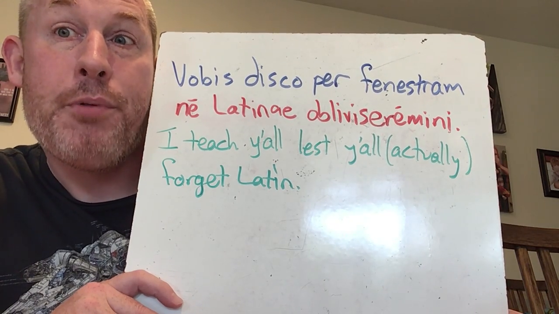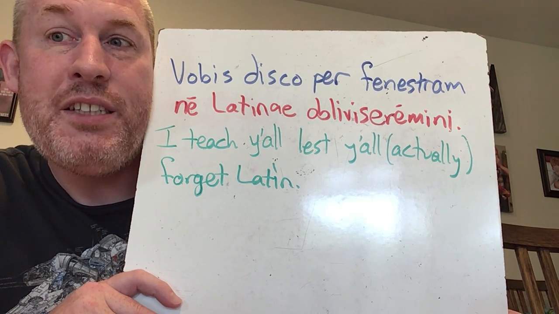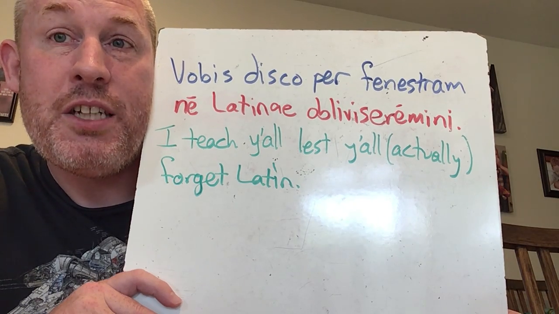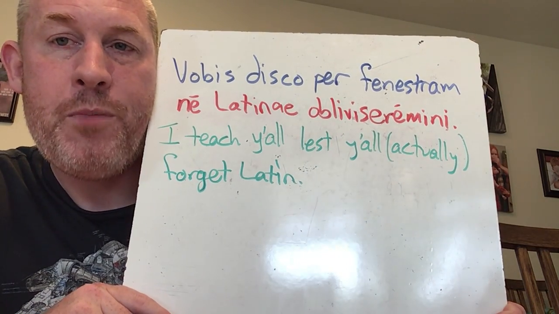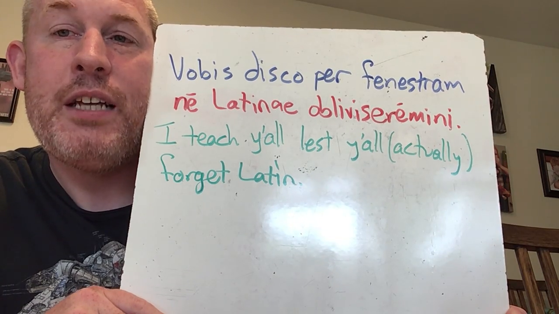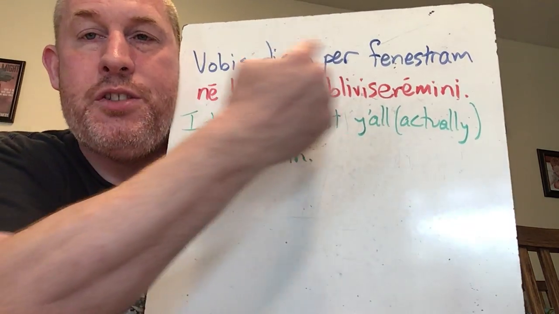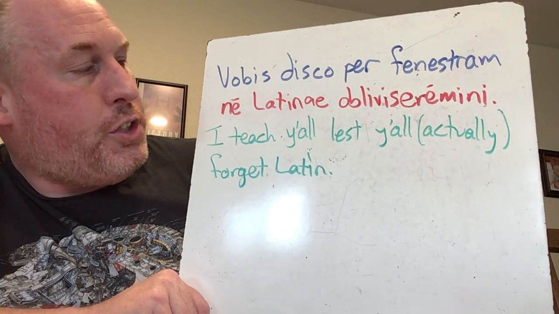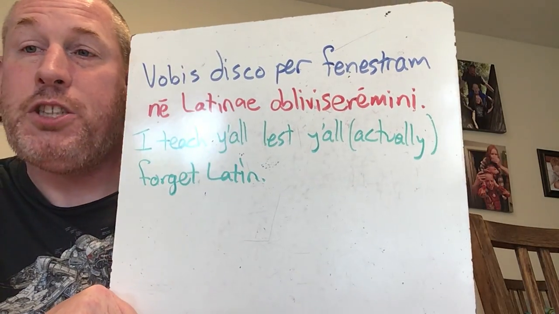So by putting it in a broken sequence, okay, so this is a primary sequence that's been broken. By putting it in that sequence, then I'm detailing my expectations, essentially, that you would remember your Latin, that forgetting Latin is an odd option to pick. Okay. Also, obliviscor, it will take the genitive case. That's why you see Latinae in the genitive. Okay. So I teach y'all through the window, per fenestram. Ne Latinae oblivisceremini. I teach y'all through the window lest y'all actually forget your Latin. Okay. And that's pretty much how it works.